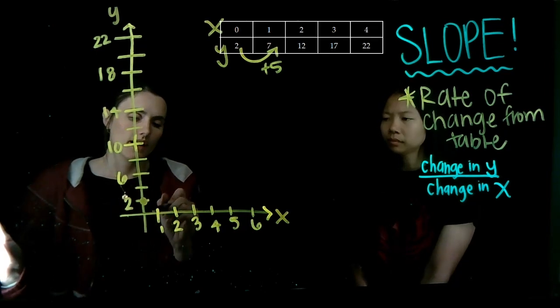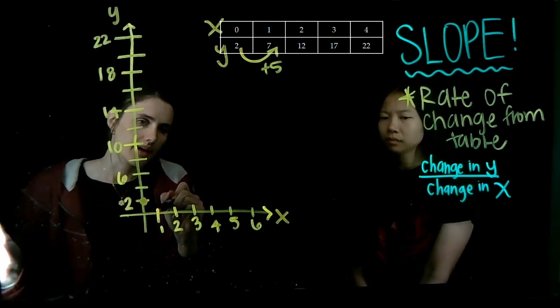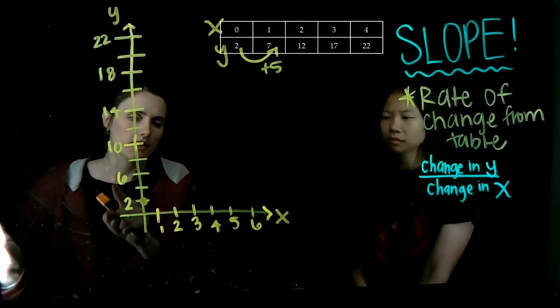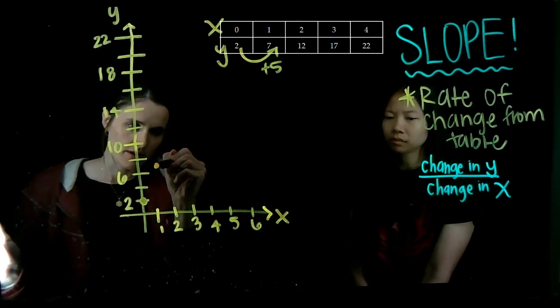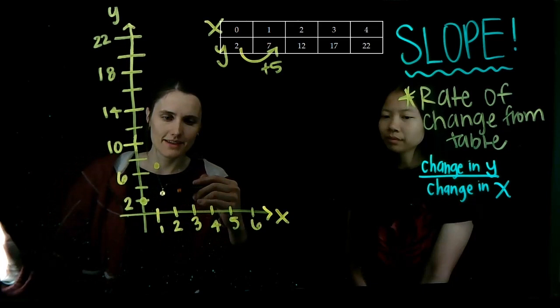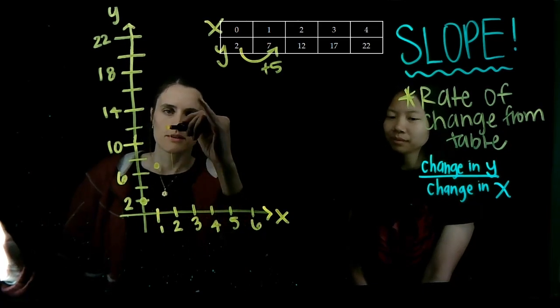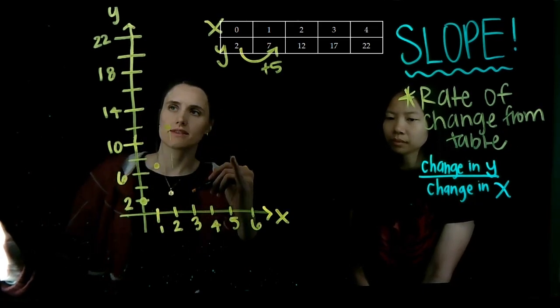My second point, I'm over 1 in my x, and I am up 7 in my y. And these are counting by 2. So 2, 4, 6, 8. So 7 is like right here. So I'll have a point here. And then over 2 in my x, I go up 12. Over 3, I'm going to go up 17.